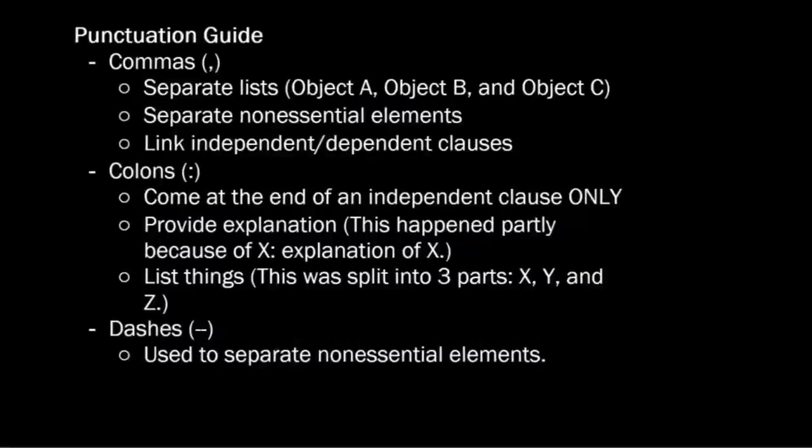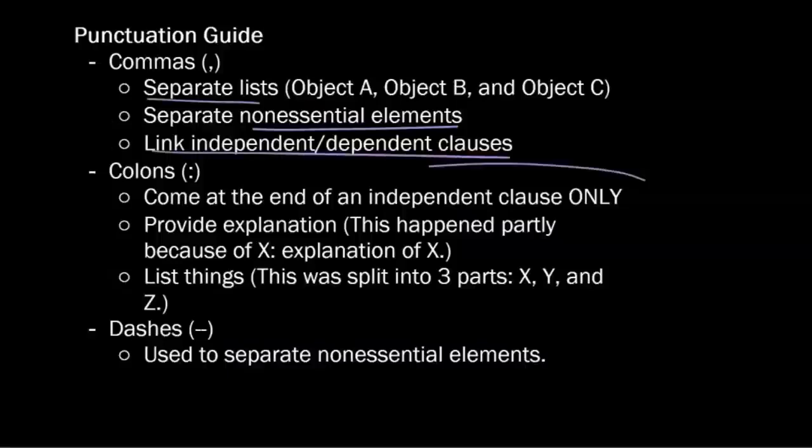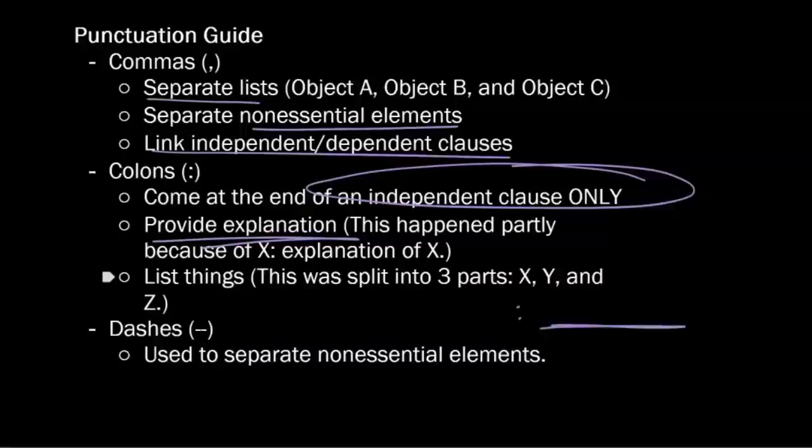Lastly, here's just a brief punctuation guide. Commas can be used to separate lists, to separate elements as we saw earlier, and to link those clauses together. Colons can only come at the end of an independent clause. They can either provide an explanation to something, or you can have a colon and then a list after that. Okay, dashes are used to separate non-essential elements as we discussed, and that's pretty much all you'll need to use dashes for on the SAT. And that is some basic grammar.